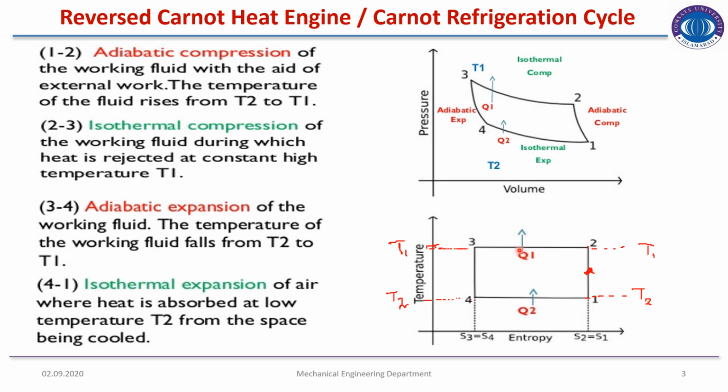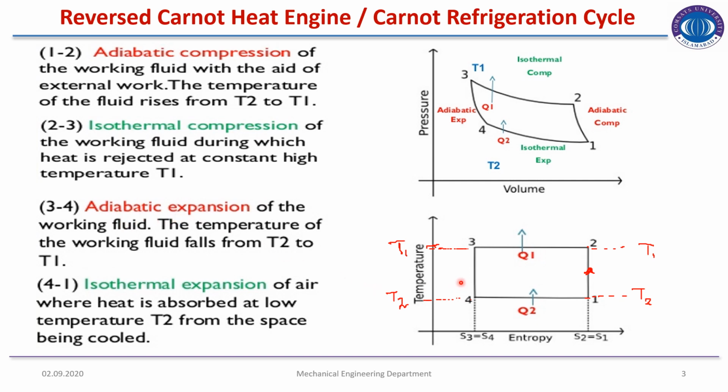So Q1 is the amount of heat rejected at constant high temperature T1. T1 is the higher temperature, and Q1 amount of heat is rejected to the ambient. Process 3 to 4 is adiabatic expansion.